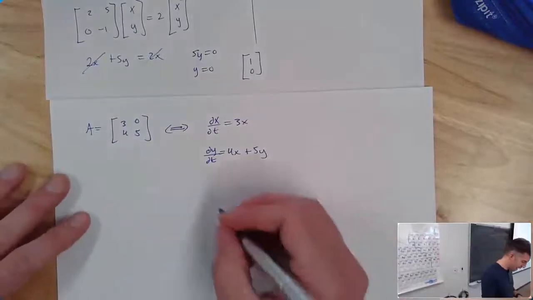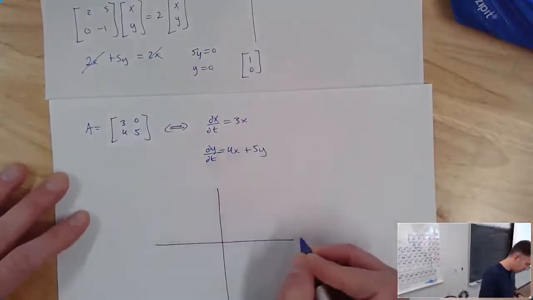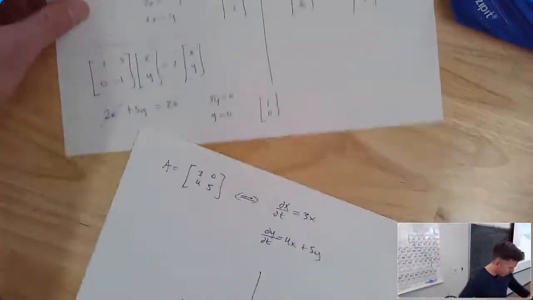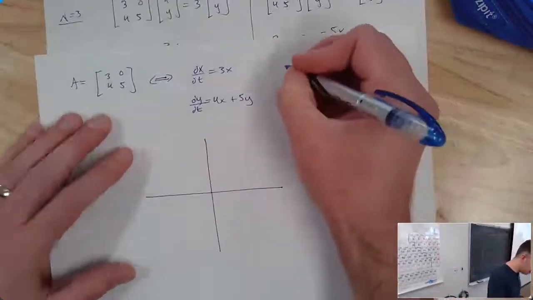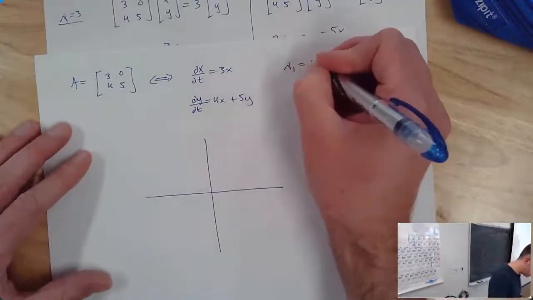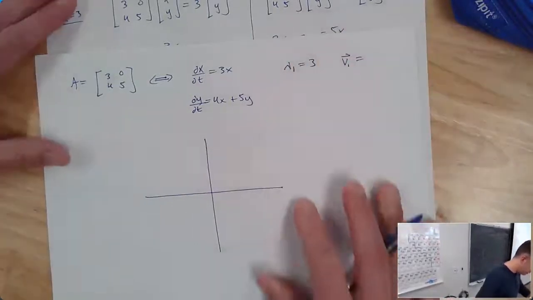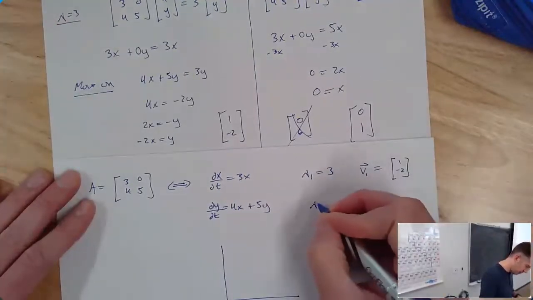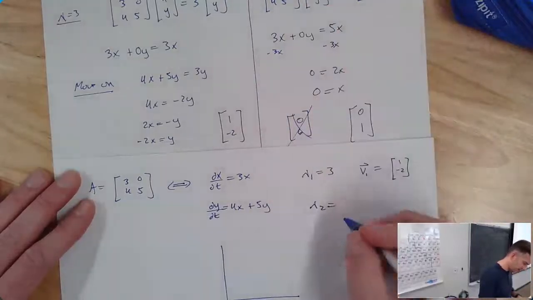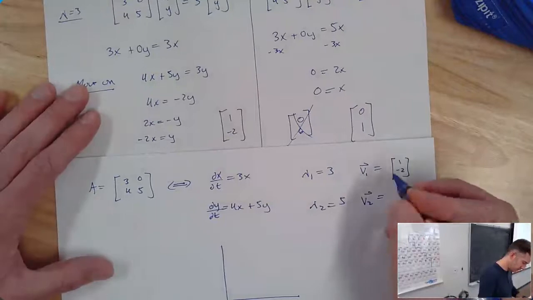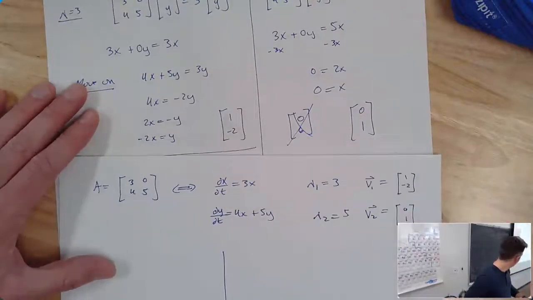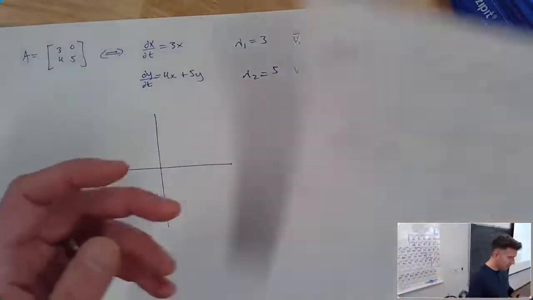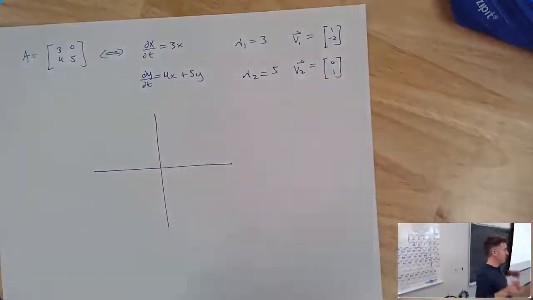So if I was graphing the phase portrait in general, let me write these down real quick. It's good to label this: lambda 1 equals 3, and my v1 was 1, -2. And lambda 2 equals 5, and my v2 is 0, 1. Both eigenvalues are positive, meaning everything is pointing away from the origin. It doesn't just mean up, it means out. So if you're below, you go out and down; if you're above, you go up.